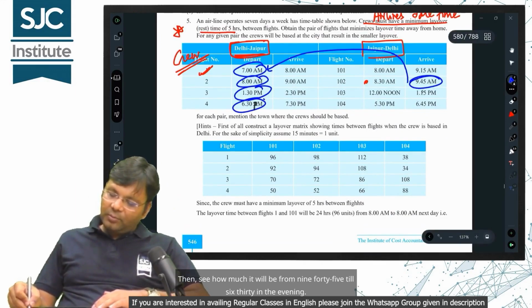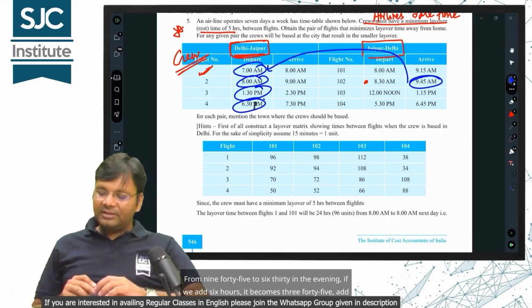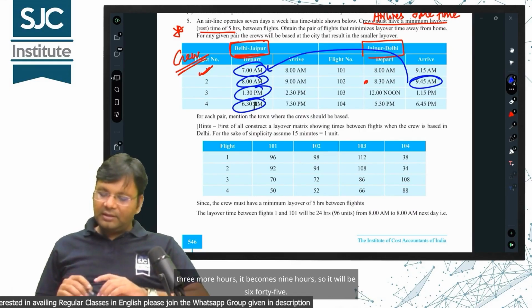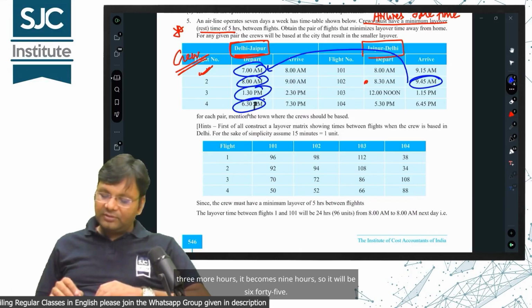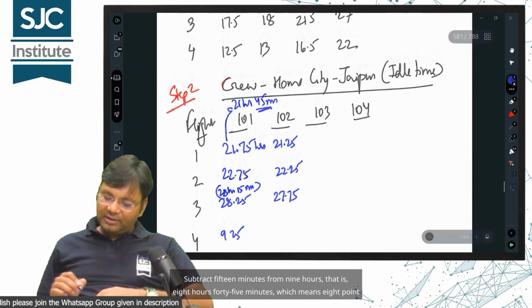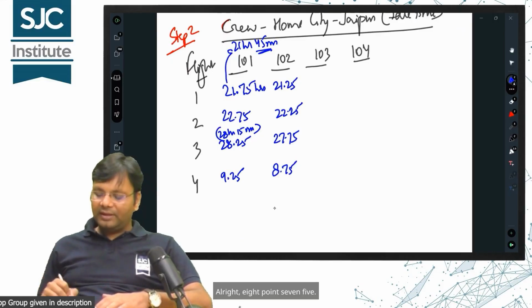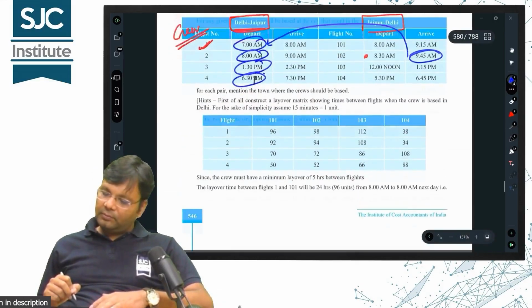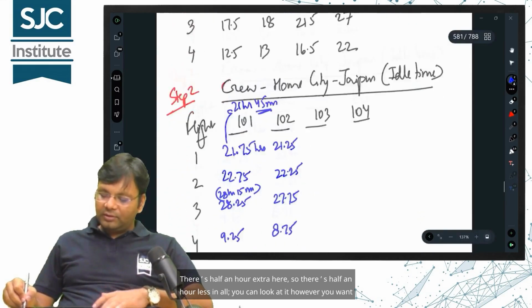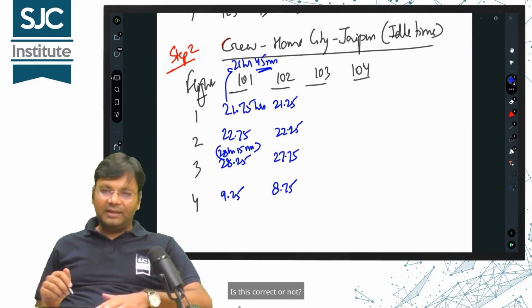Then, see how much it will be from 9:45 till 6:30 in the evening. From 9:45, if we add 6 hours, it becomes 3:45, add 3 more hours, it becomes 9 hours, so it will be 6:45. Subtract 15 minutes from 9 hours, that is 8 hours 45 minutes, which means 8.75. There's half an hour extra here, so there's half an hour less in all. You can look at it however you want. Is this correct or not?